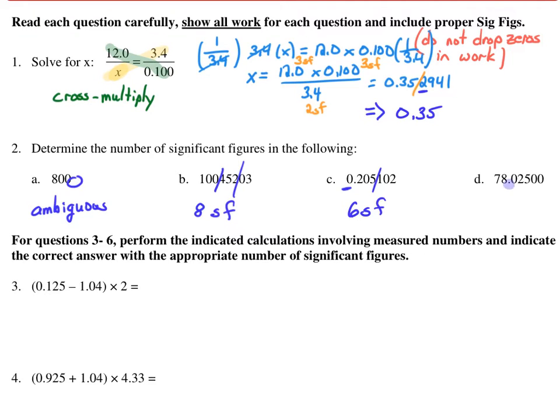In this number, we see that there is a decimal point. So the zeros at the end count as significant. So we have 3, 6, 7 Sig Figs in the number in D.